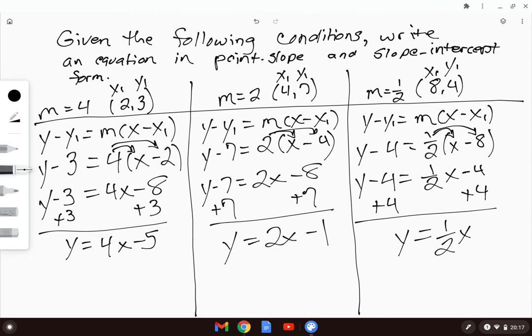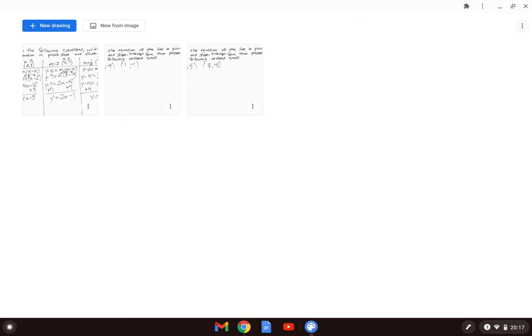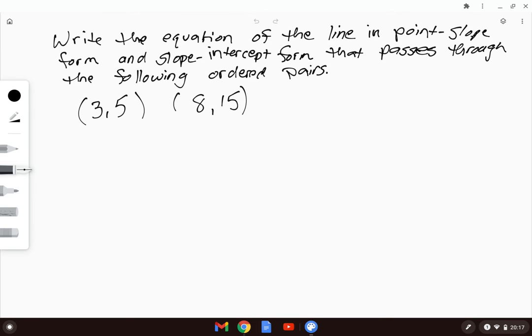All right, so for our next example, we're going to go here, which says to write the equation of the line in point-slope form and slope-intercept form that passes through the following ordered pairs.